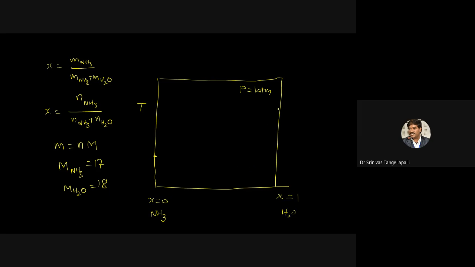Excuse me, sir. Yes. So when x is equal to 0, it should be water, I guess, because if we put x equal to 0 on the left-hand side, then it will be completely water, no NH3 will be there. Yes, yes. Sorry.